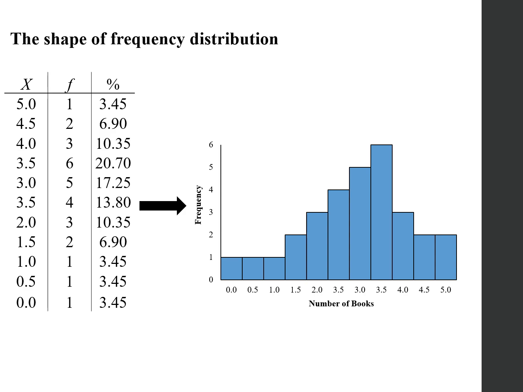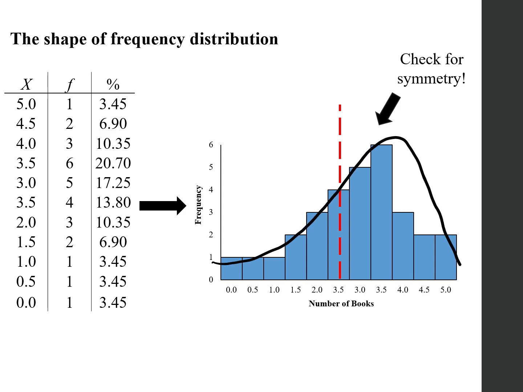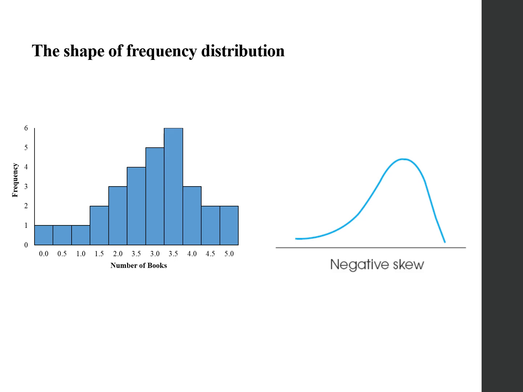Next, we can examine the shape of the frequency distribution. Drawing that imaginary line down the middle, we can see that it's not quite symmetrical. There are more scores on the right, meaning that it's negatively skewed. Here's that same information presented in another way to highlight the shape of the distribution and show that it is indeed negatively skewed. And that is all I have for you.